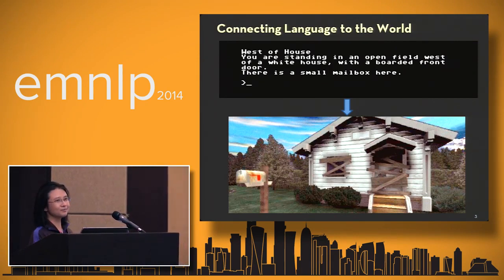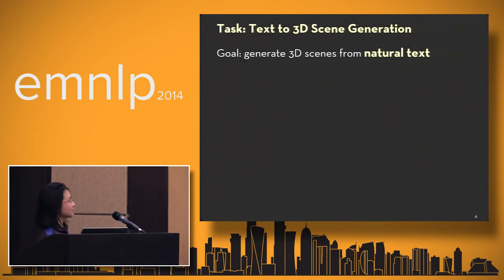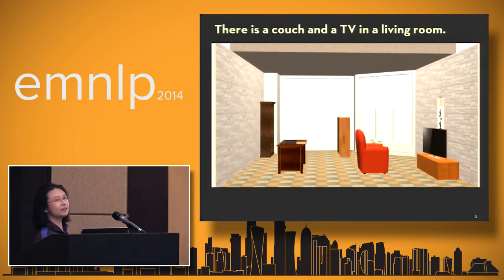So this is a pretty hard task. And our goal is to be able to generate these 3D scenes from natural sounding text. As an example, if I give you this sentence, there's a couch and a TV in a living room, we would like to perhaps generate a scene like this. This is our actual output from our system.